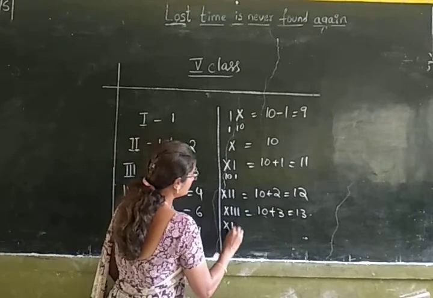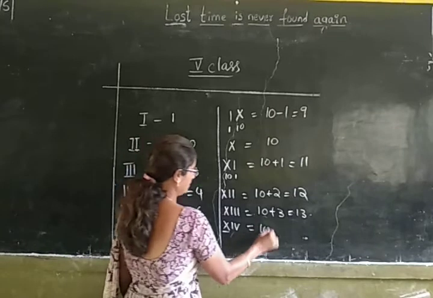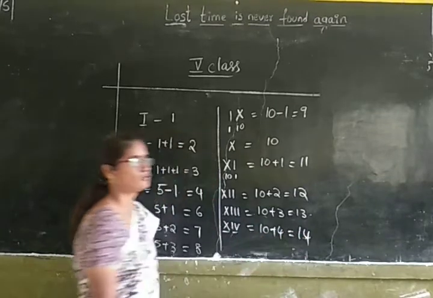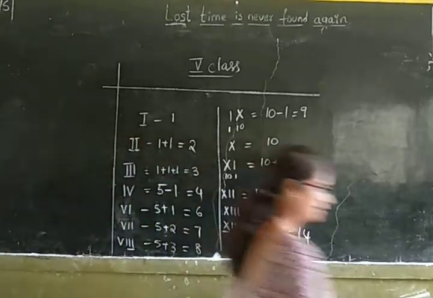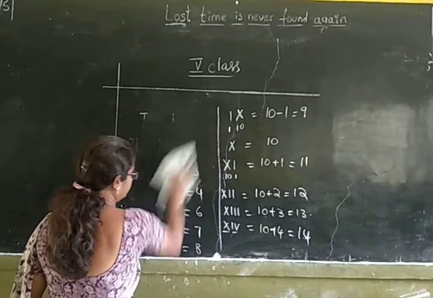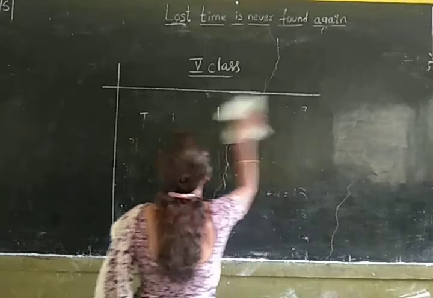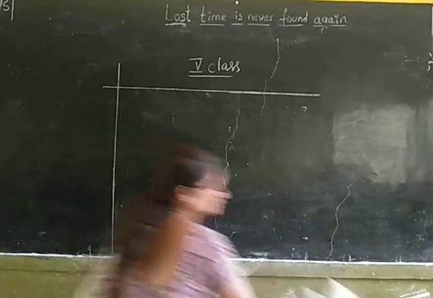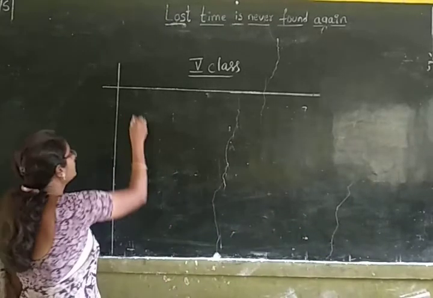Similarly, XIV. You know that X is 10. IV means 4. 10 plus 4 is equal to 14. Similarly, you can write as many Roman numerals as you like. Now let us write some bigger Roman numerals. If you continue writing Roman numerals, after 13 you will be getting 14 and after 14 you will be getting 15.